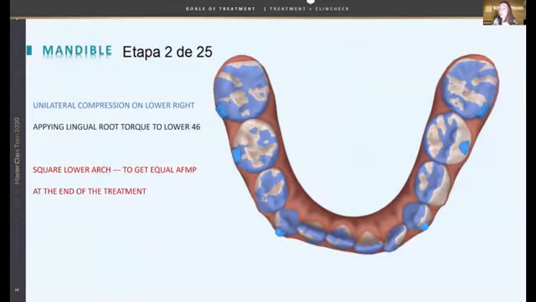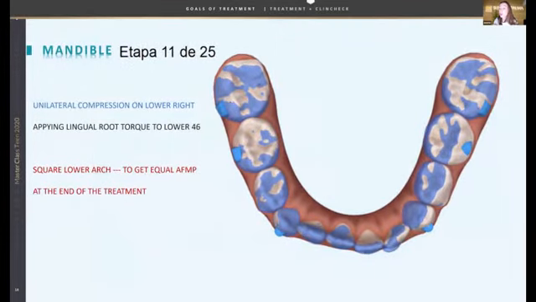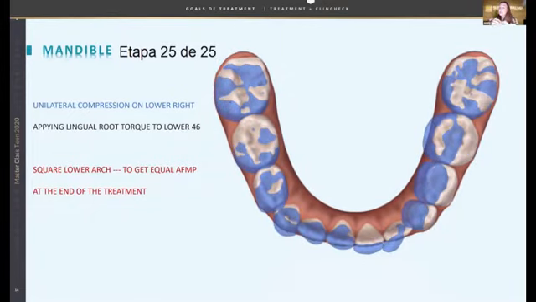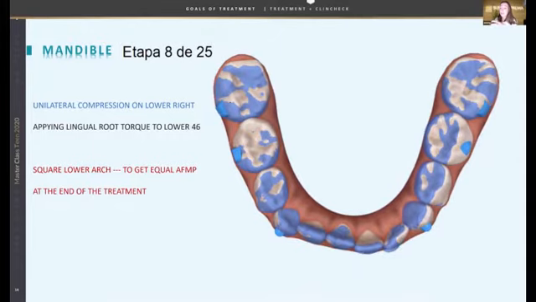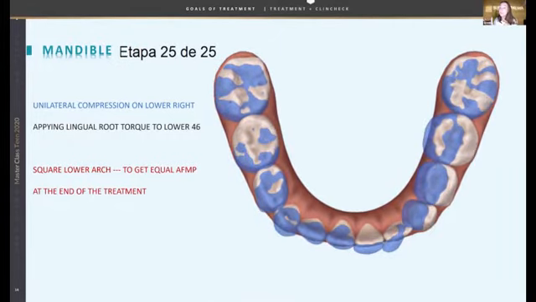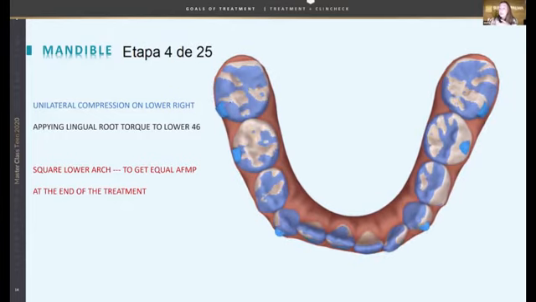In the lower arch, we need also to create compensation to correct the posterior crossbite, because the patient that is only using his right side for mastication has a bigger transversal development of the lower jaw on this side.